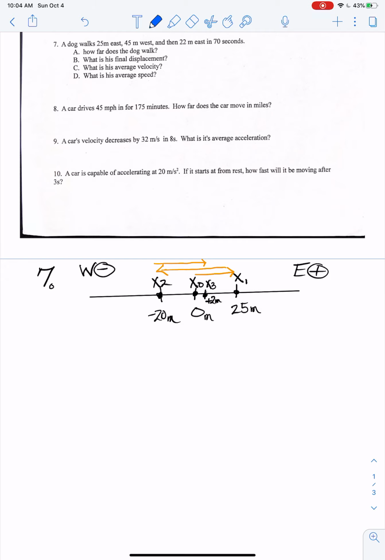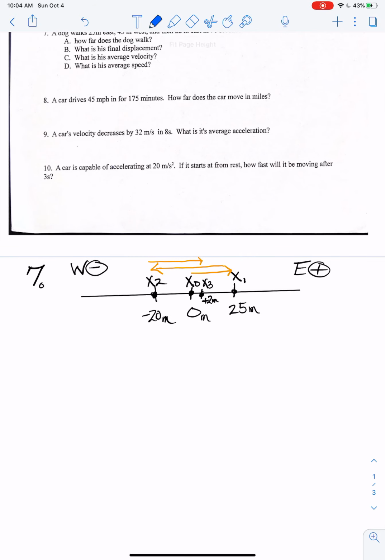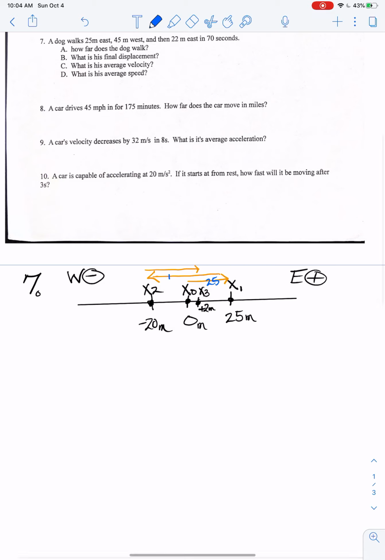So the first question is, how far does the dog walk? Well, we can see from the orange arrows, the dog walks 25 meters there. The dog then walks 45 west, so 45 meters there. And then it walks 22 meters east, so 22 right there. So we can see for part A then, the calculation is going to be 25 meters plus 45 meters plus 22 meters. And we don't care which direction the dog's going in. So it looks like we got, what is that, 47 and 45, 92?